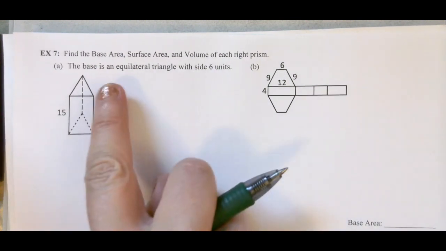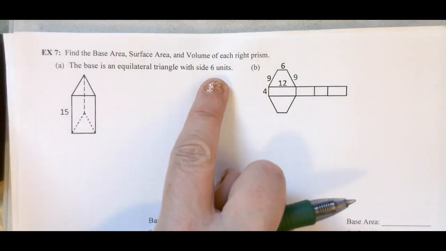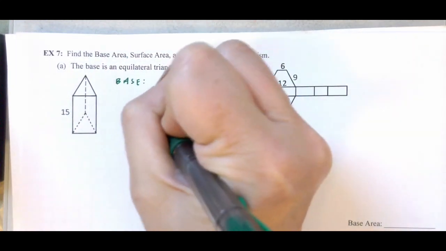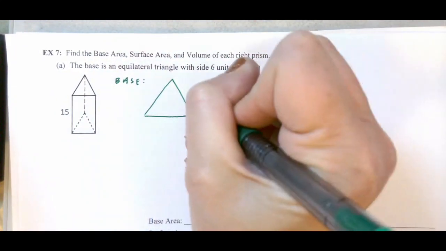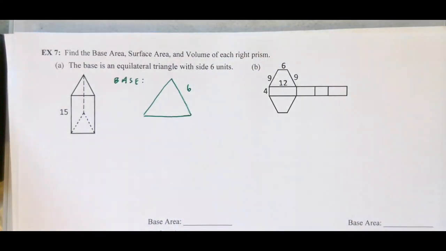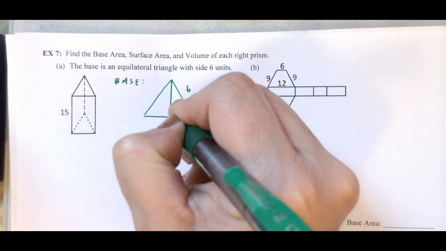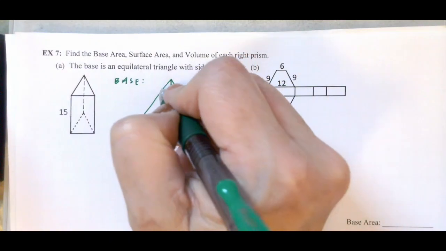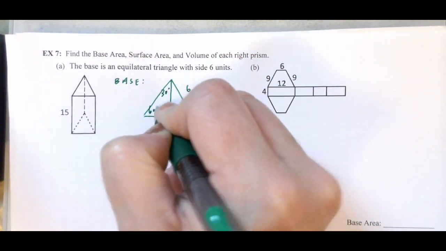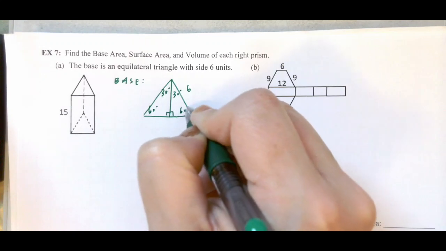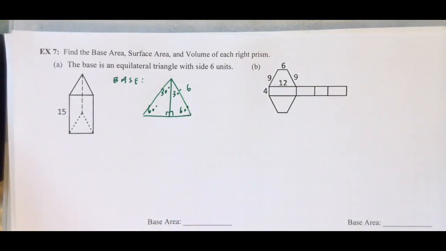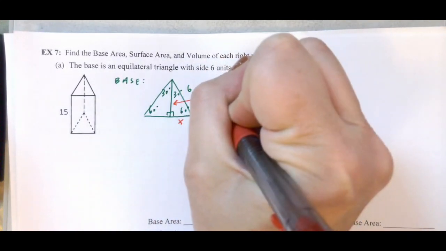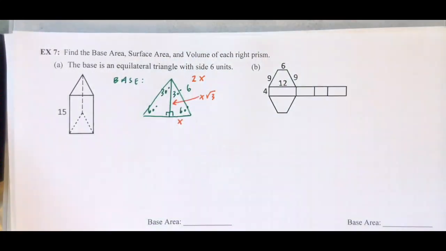So in this first one, I'm saying the base is an equilateral triangle. Each side is 6 units. So I'm going to take a moment and flesh out my base. So here's my equilateral triangle. Each side is 6. I know that I can split an equilateral triangle right down the middle, and make 2 congruent right triangles that are 30, 60, 90 triangles. So I know that my short leg is x, my longer leg is x root 3, my hypotenuse is 2x.